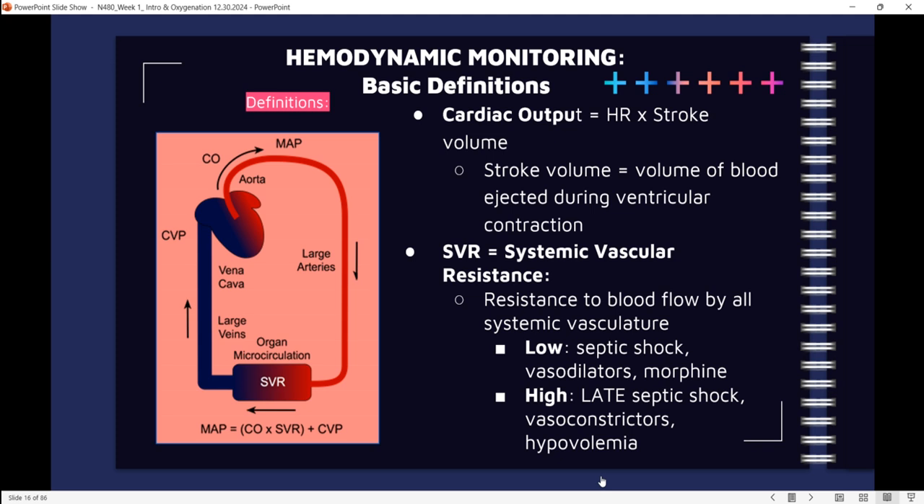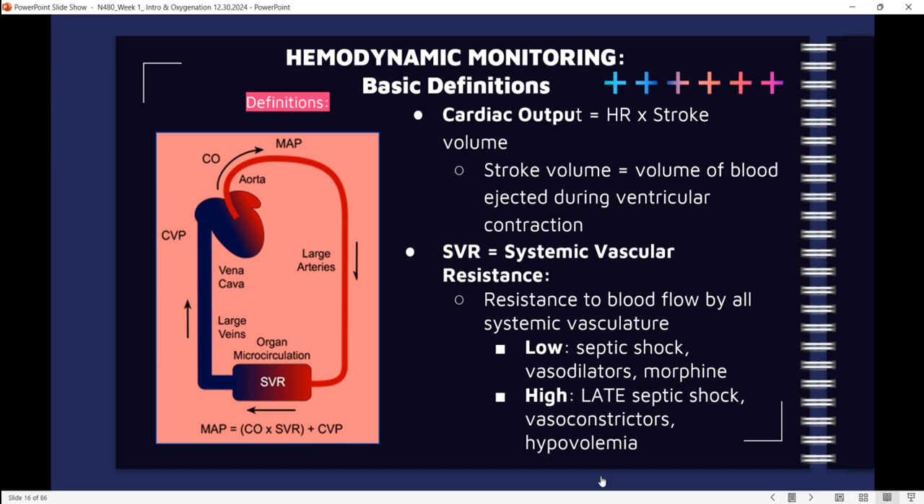Then we have high SVR. So think high SVR, high resistance, high, tight, constricted vessels. With our high SVR, our patient is experiencing vasoconstriction at this point. So the vessels are tight. This can be due to vasoconstricting medications, like epinephrine is one of those medications. It can also occur in patients who are hypovolemic.